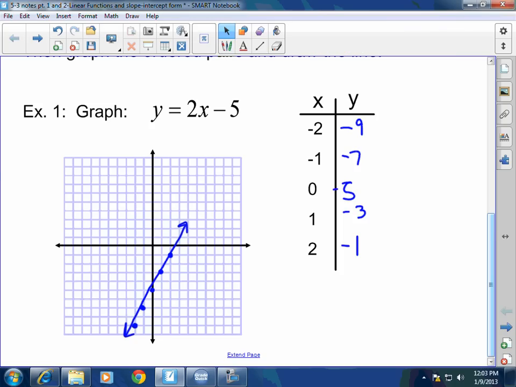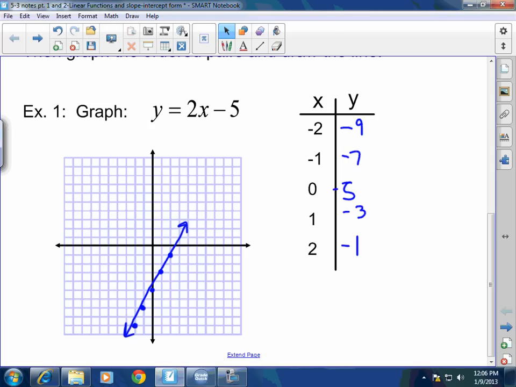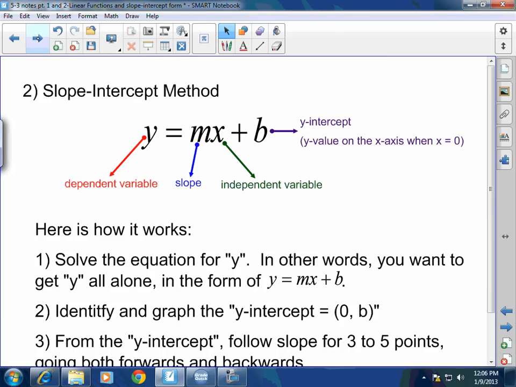Now, give me 1 second. Okay, guys, so that's the last time you're going to ever have to use a table. Now we're going to learn the slope-intercept method. And for the slope-intercept method, we're going to use the formula y equals mx plus b.